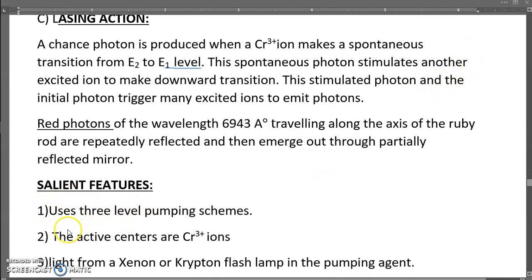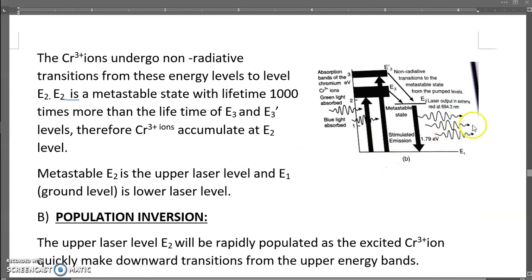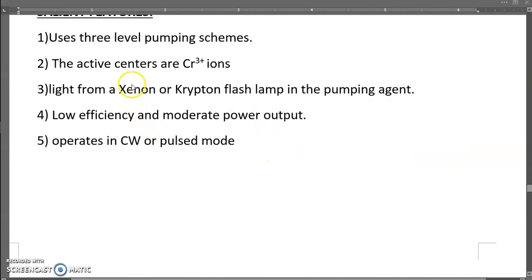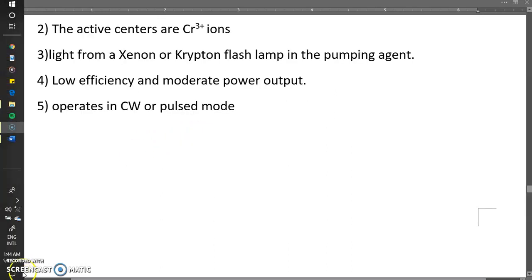Now, the salient features of the ruby rod laser. It uses a 3-level pumping scheme. You can see here the 3-level pumping scheme, E1, E2 and E3. The active centers are chromium 3+ ions, and the light from the xenon or krypton flash lamp is the pumping agent. It has low efficiency and moderate power output. It operates in continuous wave mode or in a pulse mode.